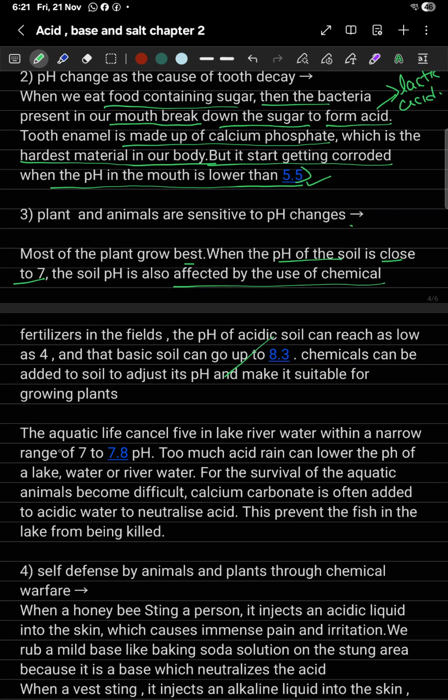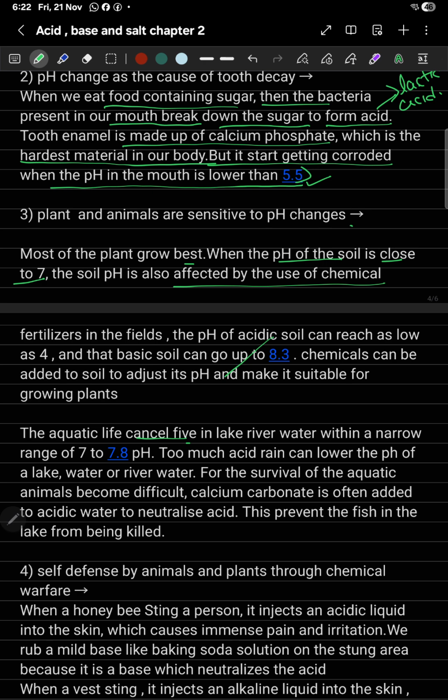Now the second point: aquatic life in lake and river water survives within a narrow range of 7 to 7.8 pH. Aquatic life can survive in lake water or river water around a pH of 7 to 7.8. Okay. Now too much acid rain can lower the pH.